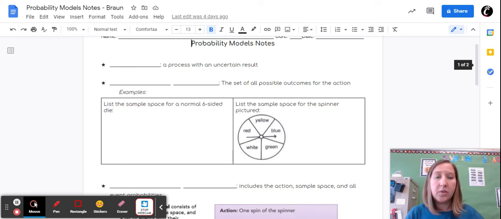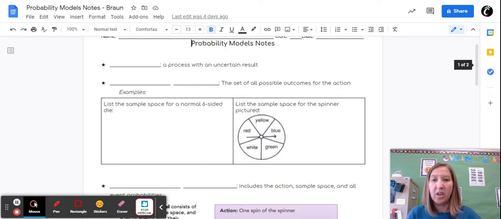Hey guys, so today we are going to wrap up our learning of topic 16. So we're going to finish up with probability models notes. We're going to finish talking about our last section of topic 16 and then we'll start assessing tomorrow.